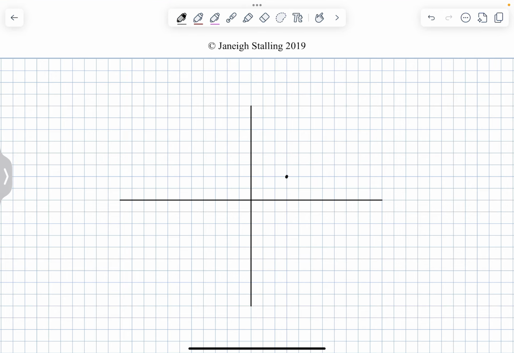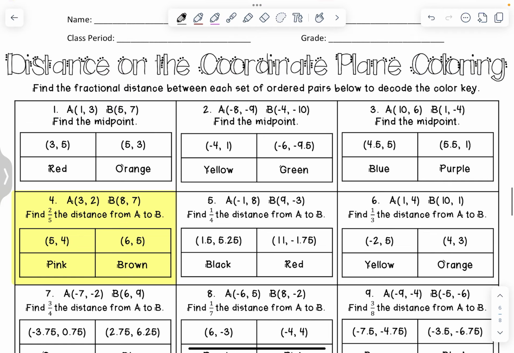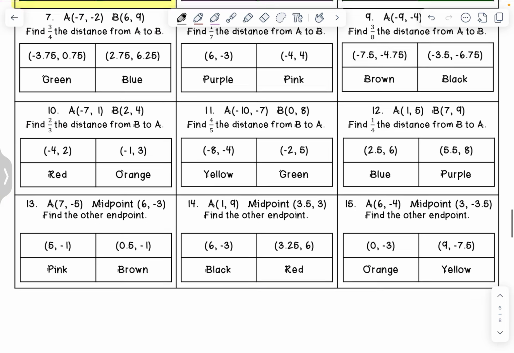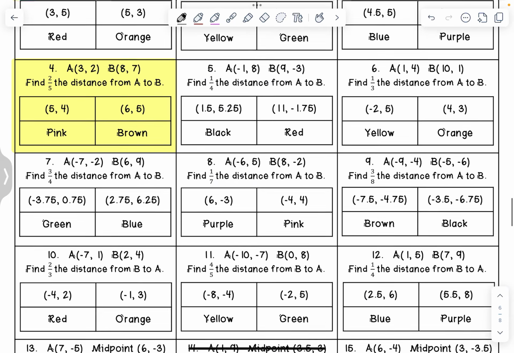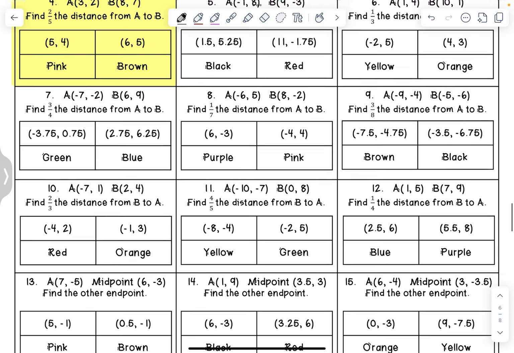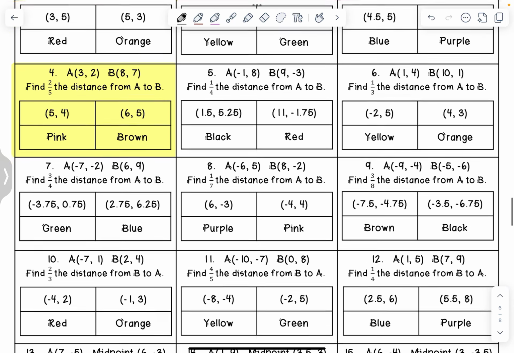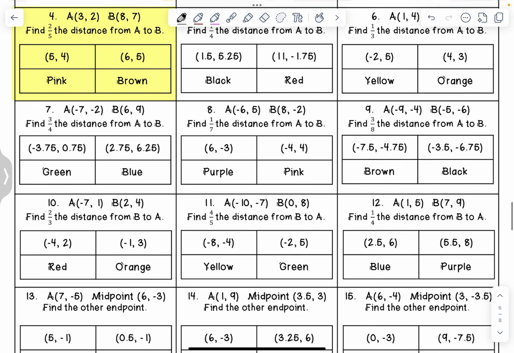3 over, up 2. That's point A. I'm going to label it. And point B is at the point 8, 7. 8, 7. So, up 1, 2, 3, 4, 5, 6, 7. Here's B. I need to find the point that is 2/5 of the distance from A to B. And this is going to be beautiful.